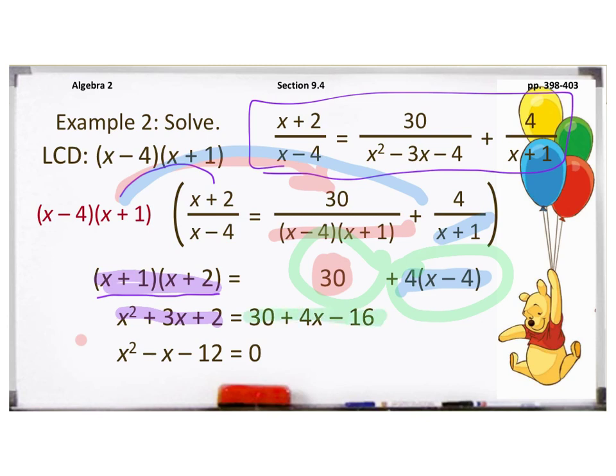Now, I've got to move everything to one side, get it set equal to 0 so I can factor. That's how you solve a quadratic. This is a quadratic. It has an x squared. So, I will set it equal to 0.